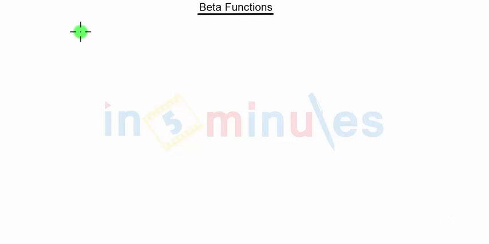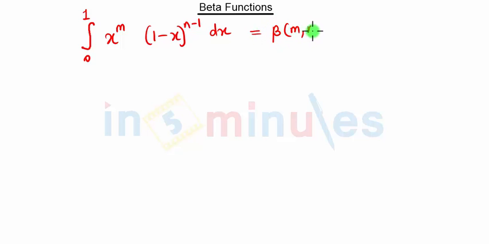Any equation of the form integration from 0 to 1 of x raised to m minus 1, into (1 minus x) the whole raised to n minus 1, dx. When we have any equation in this form, then it is called beta of m comma n, where m and n are greater than 0. So this is one way of representing beta of m and n.